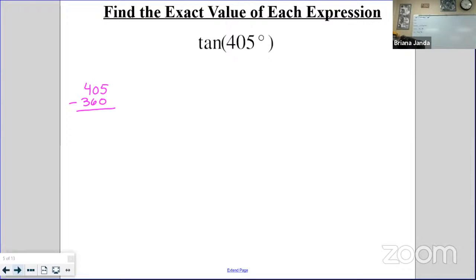So let's see, 5 minus 0 is 5. Let's see, borrow 1, right? 10 minus 6 is 4. So it's 45 degrees bigger, right? If I have to go off to the side and do that, I can, to help me figure out how much more. So it's a full circle and another 45 degrees to give me 405 degrees. Full circle and another 45.